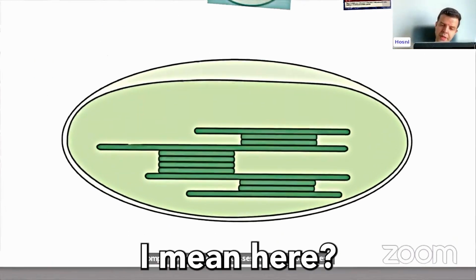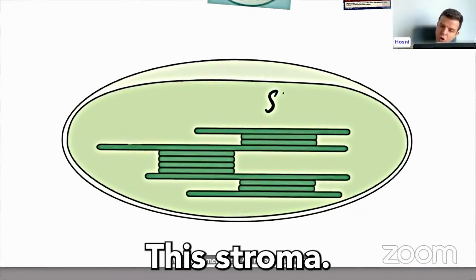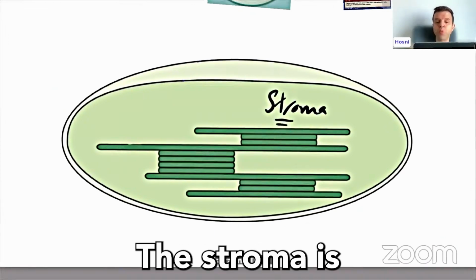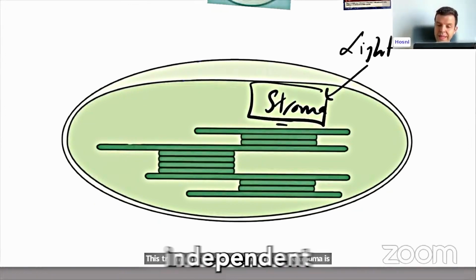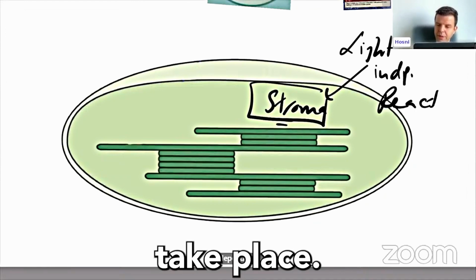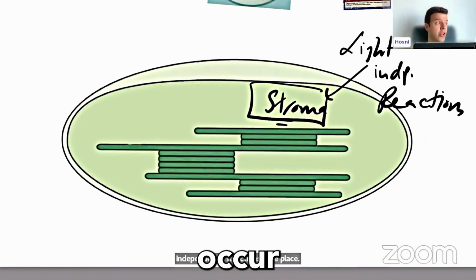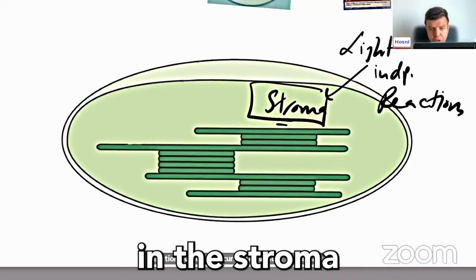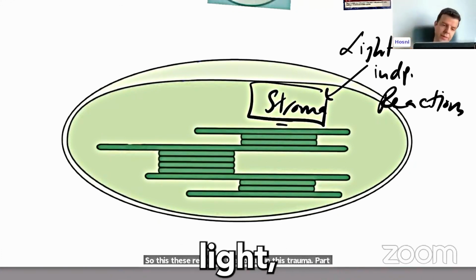What do I mean here? It means that we will divide the chloroplast into two regions. The stroma, that's the jelly stuff here. The stroma is where what we call the light-independent reactions take place. All right? Meaning that those are the reactions that can occur in the light or in the dark. So these reactions that occur in the stroma are the part of photosynthesis that doesn't really require light.